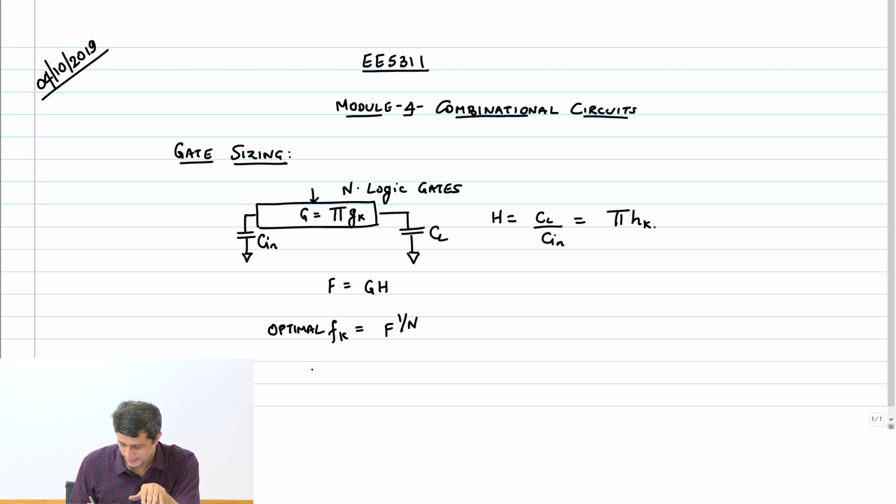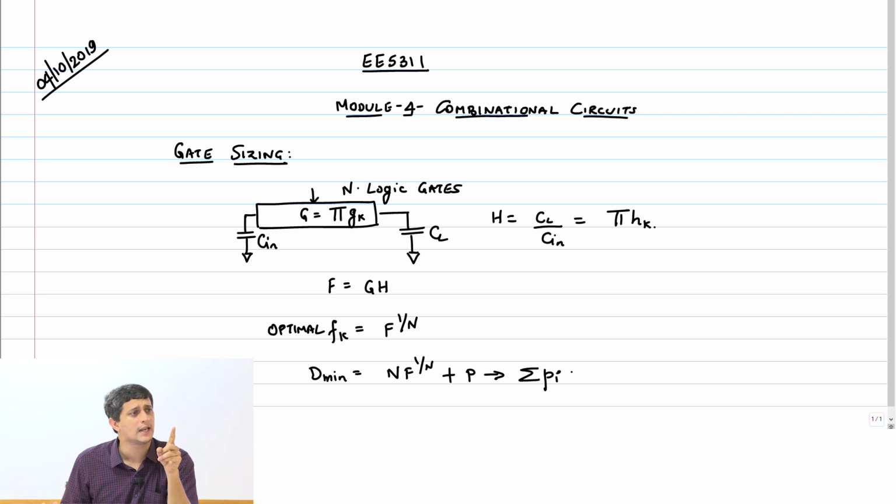And therefore the minimum delay was n into F power 1 by n plus P. And what is P? This is nothing but summation Pi, parasitic. Unlike the path logical effort and path electrical effort, the path parasitic effort is just the sum of the delays. It's not the product of the delays. Just keep that in mind.